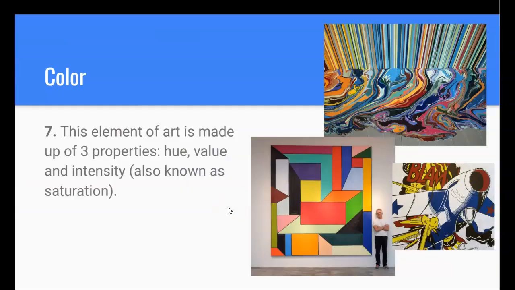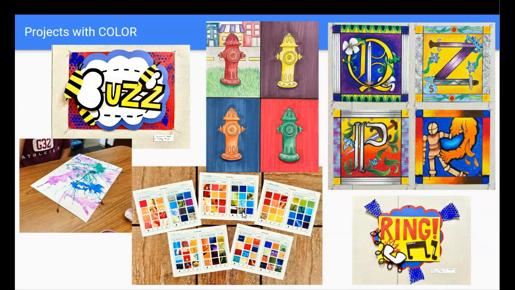And color. This element of art is made up of three properties: hue, value, and intensity, known as saturation. And again, it's not just knowing the colors, but how to actually use the colors accurately in your own work of art. So we've obviously done a ton of projects with color and assignments, but just to name a few, we did the Roy Lichtenstein again.